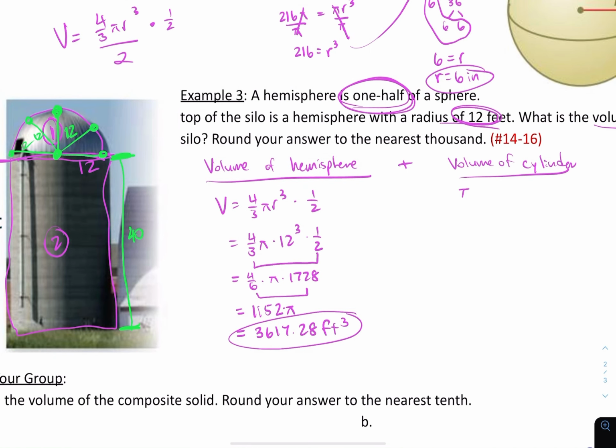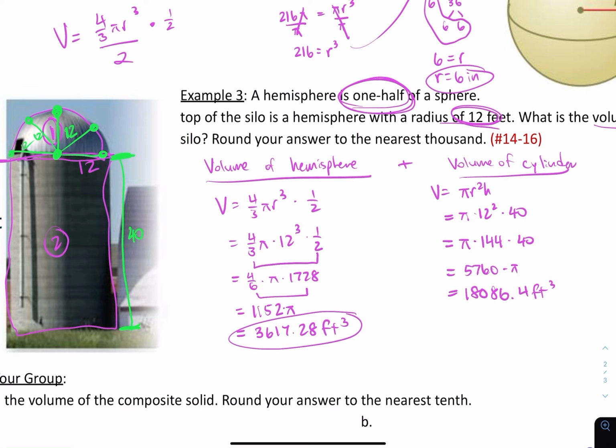The volume of a cylinder is V equals pi r squared times height. Pi times 12 squared times 40 equals pi times 144 times 40, which is equal to 5,760 times pi. If you were to multiply that as well, you get 18,886.4 feet cubed for my cylinder.